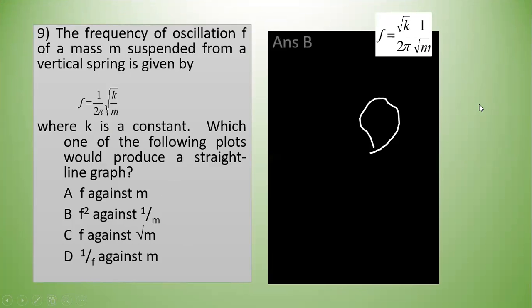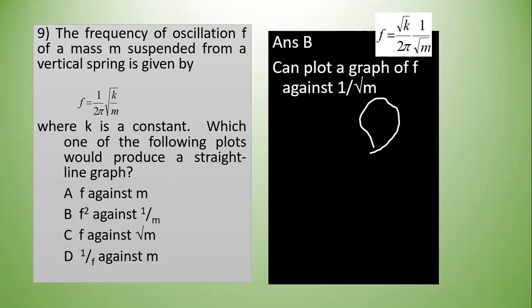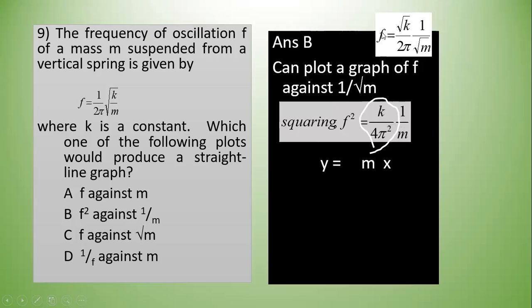Okay, so alternative, square it. You can plot F over 1 over root m. As I said, there's no answer. Your choice, but there's no answer here. So you square that, f square, this one becomes k, this becomes 4 pi square, and then this root m becomes m. So this is your constant gradient. So you plot f square against 1 over m, which is the answer B.